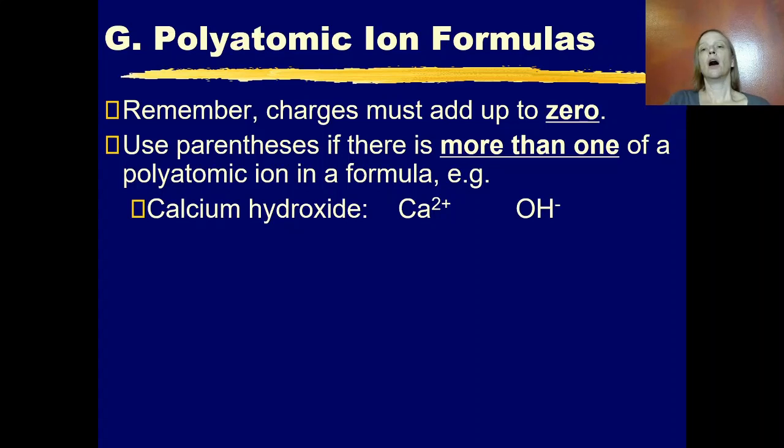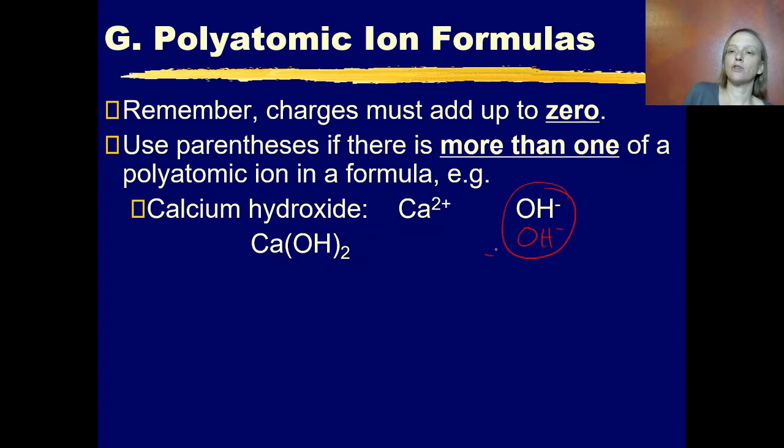Therefore, like with calcium hydroxide here, I have one calcium ion, but I need 2 hydroxide ions in order to have a total negative charge of -2 to balance out the +2 charge from calcium. So the correct formula is calcium hydroxide, with the hydroxide ion in parentheses with the number 2 outside to let me know that I have 2 of this entire polyatomic ion.